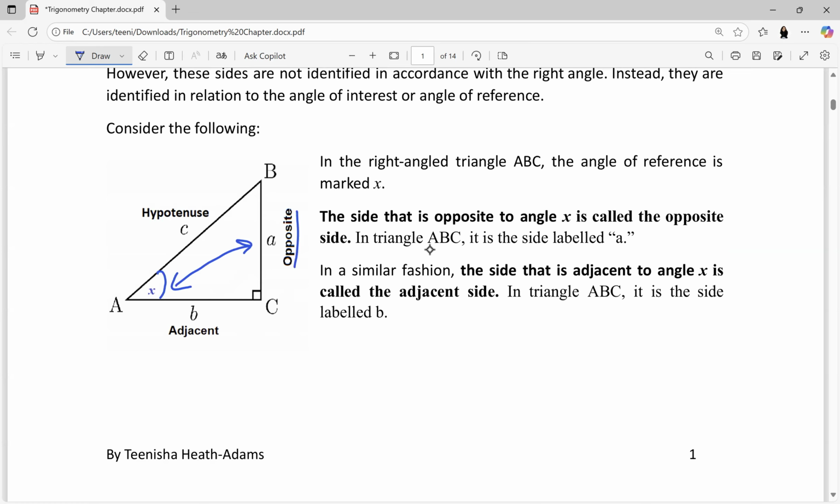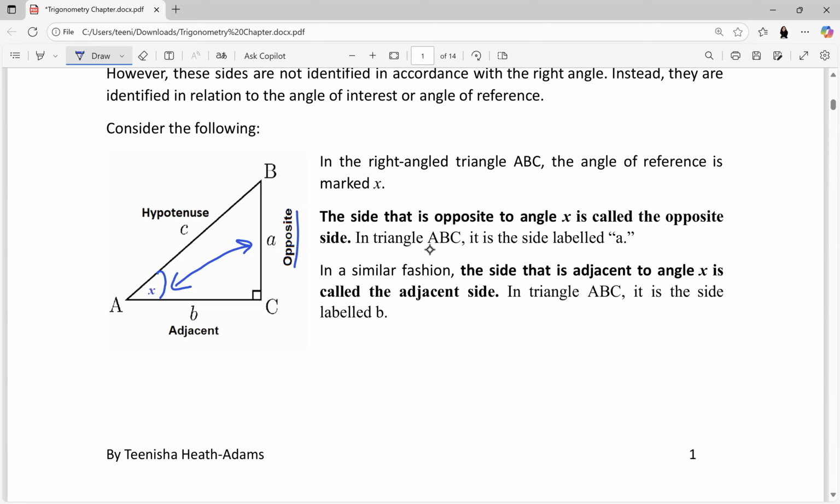So it's not complicated at all. All right. And then the third side, the side that is next to the angle of reference, is called the adjacent. For me, I find it easiest to always identify the hypotenuse first and then identify the opposite side, because the hypotenuse is easily identifiable since it's opposite to the right angle, and the opposite side is easily identifiable as well because it's opposite to the angle of reference.